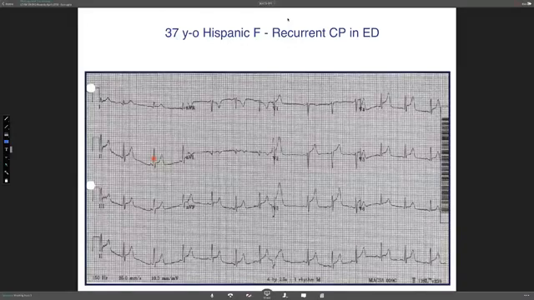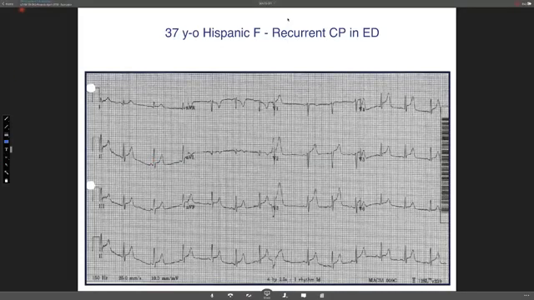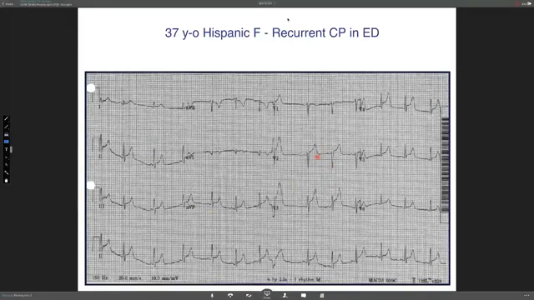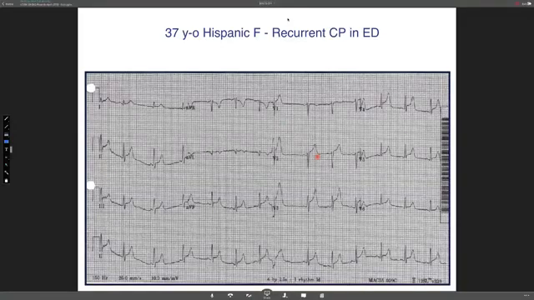We'll give a few seconds for any comments or any answers. So again, the comment would be ST segment elevation inferiorly and anteriorly. And the question, what's the cause of this problem?